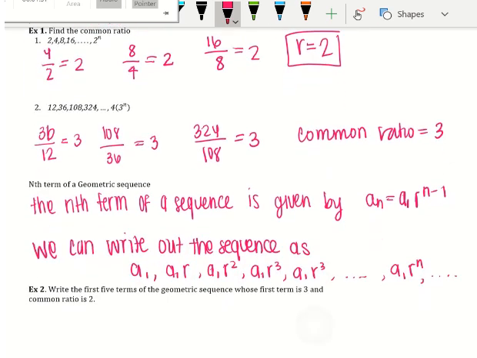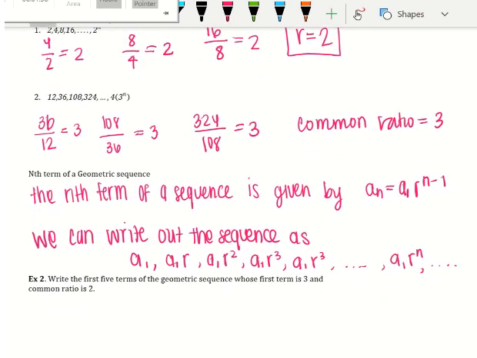All right, so next we're going to find the formula for the nth term of a geometric sequence, which is going to be given by this formula right here. And we can write out the sequence as A1 is the first term. The second term is just A1 times R. The third term is A1 times R squared. And then etc., etc., you just build your R's up.